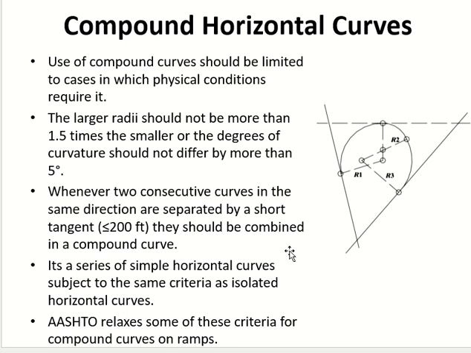It may happen that the two curves are not directly joined together. So there is some space between them. You have a curve. Space means it's a straight line. Huh? Space doesn't mean space.